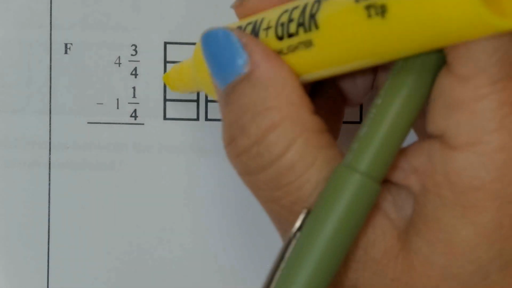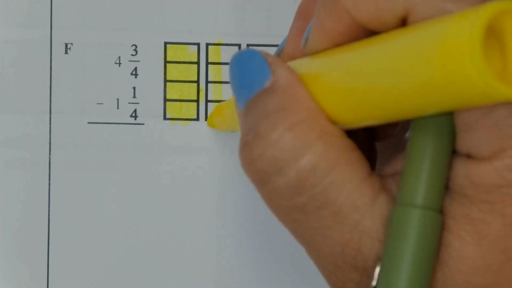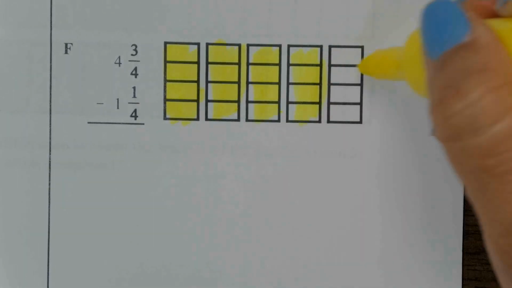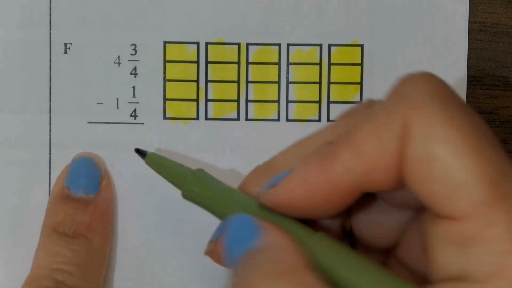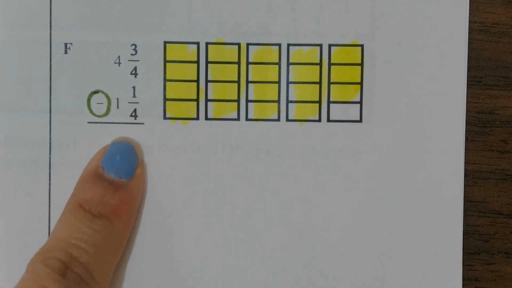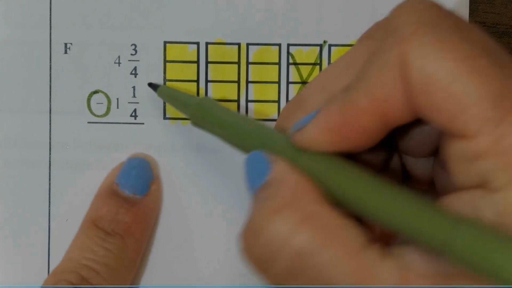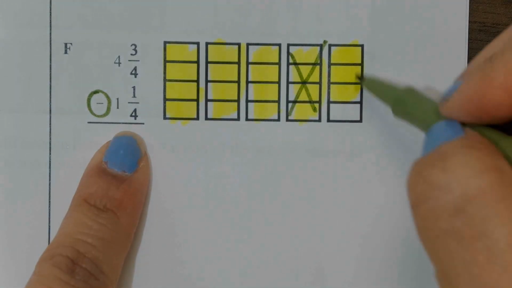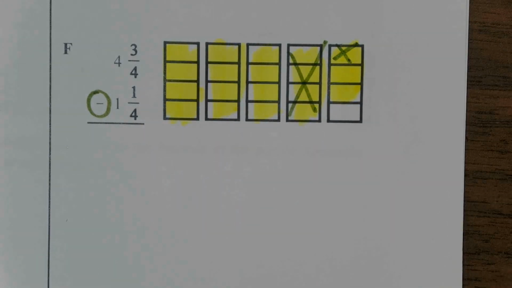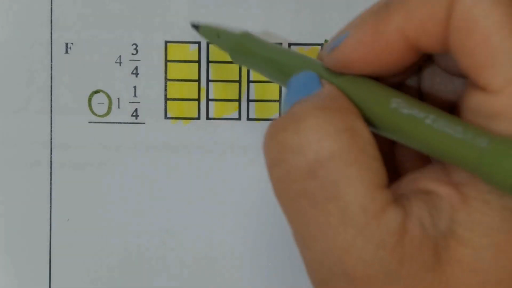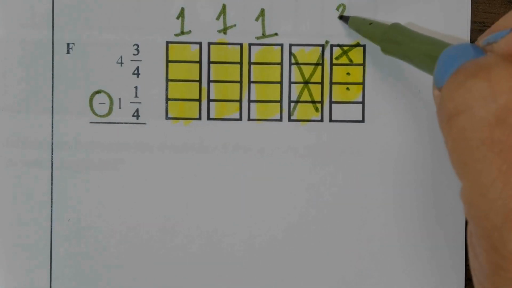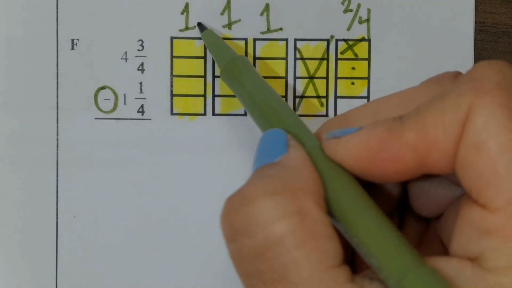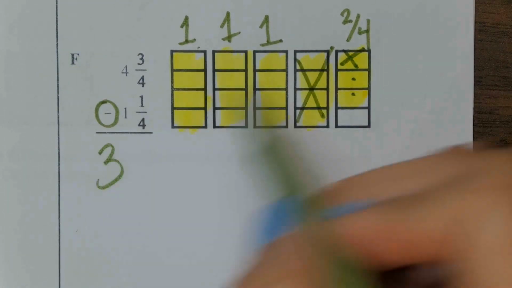Letter F, we have 4 and 3/4. So I'm going to shade 4 and 3/4. 1, 2, 3, 4, and 3/4. I'm going to take away, subtract 1 and 1/4. So subtract 1 whole, and then the fraction 1/4, 1 out of 4. What do I have left? I have 1 whole, 1 whole, 1 whole, and 2 out of 4. So my answer is 1, 2, 3, and 2/4.